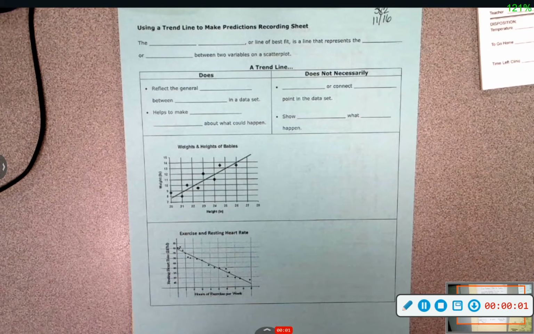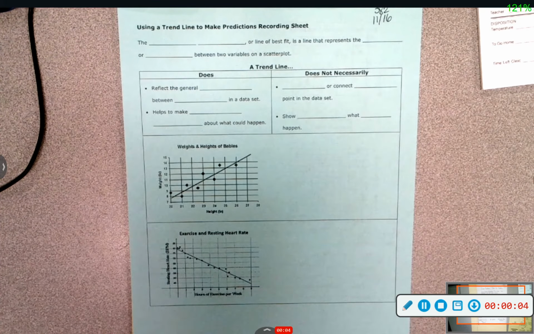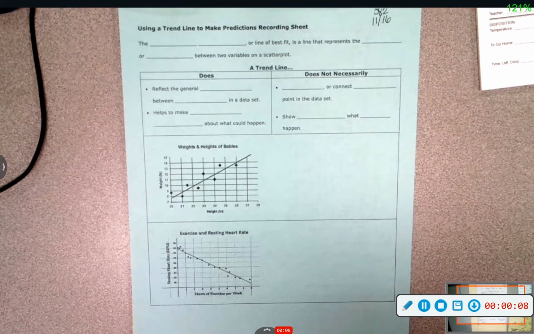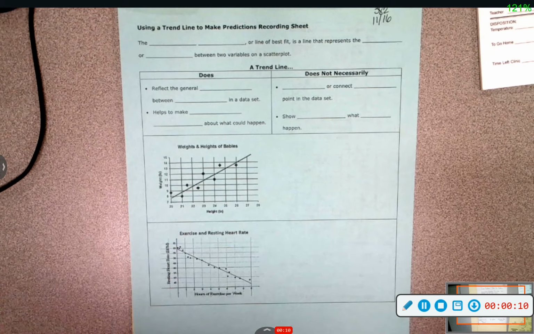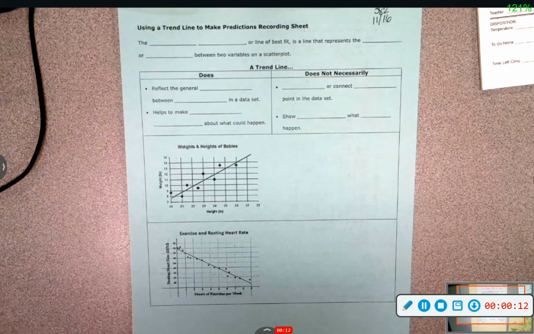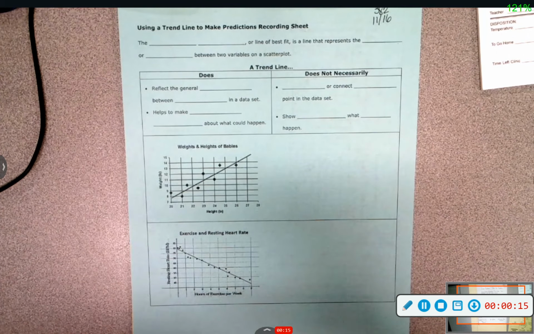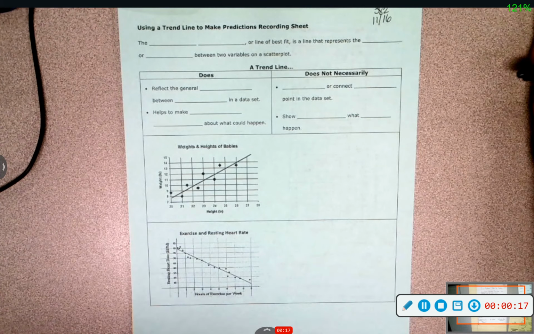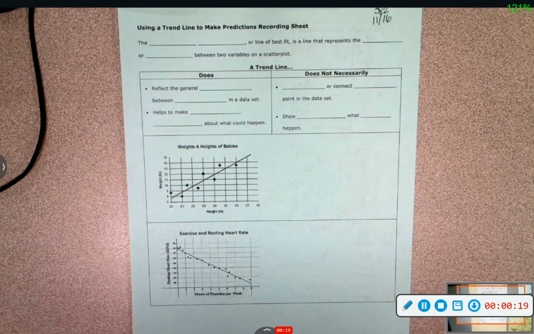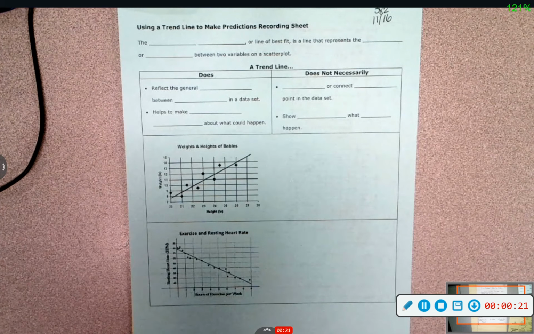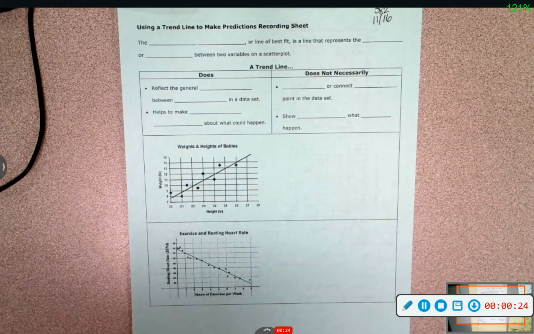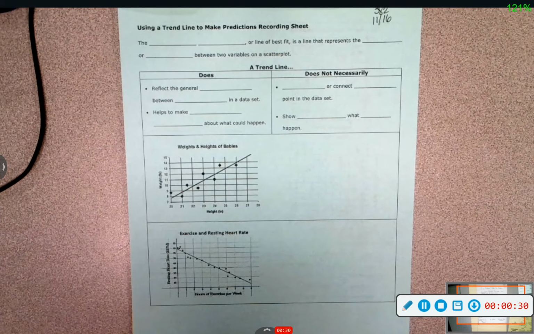Okay, today is day 2, talking about scatter plots. Yesterday we looked at scatter plots and we determined first if the relationship of the data set is linear, nonlinear, or if there was no relationship at all. And then second, we determined that if it was linear, we could determine if it was positive association or positive correlation, or if it was negative association or negative correlation.